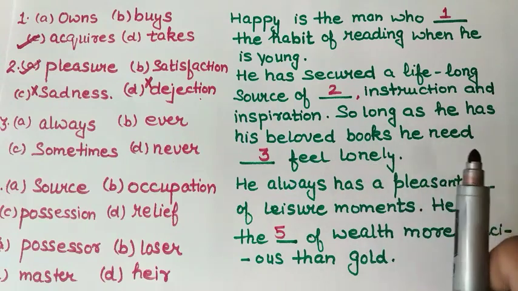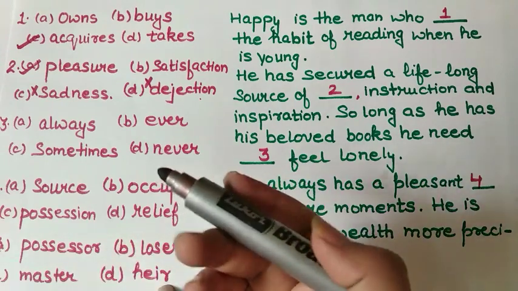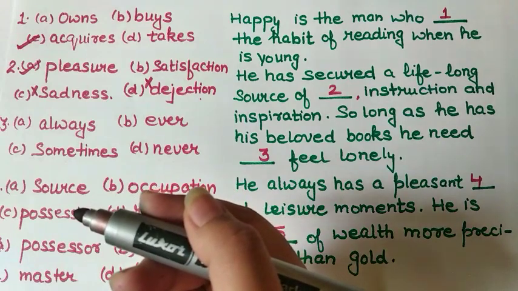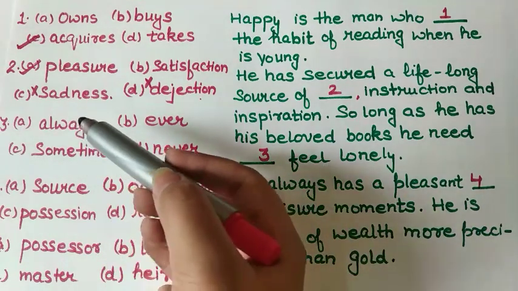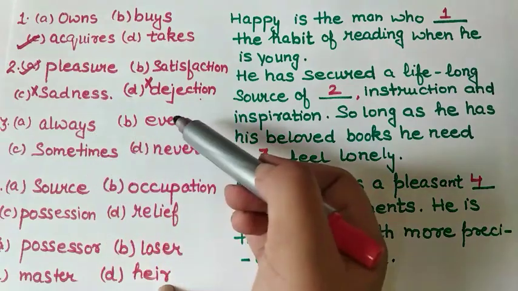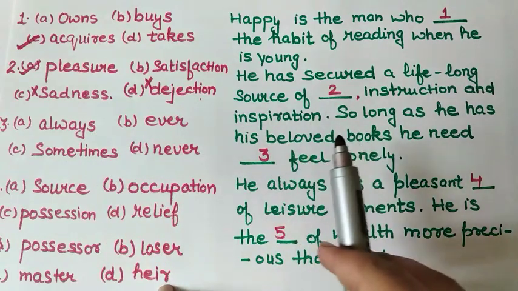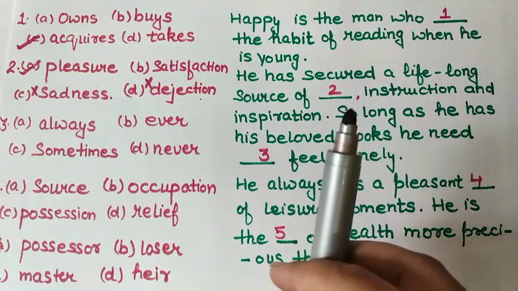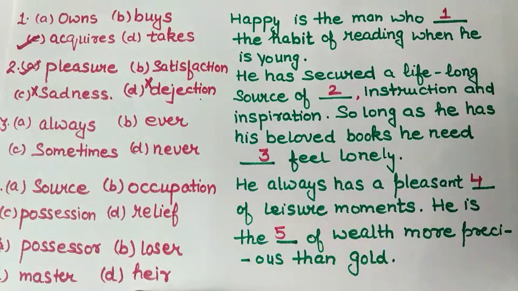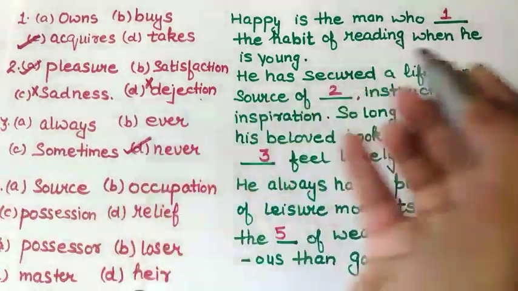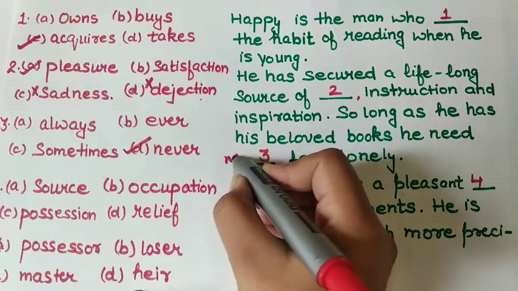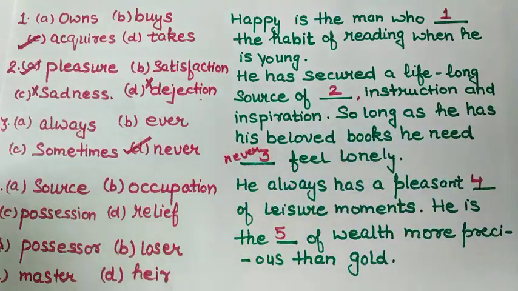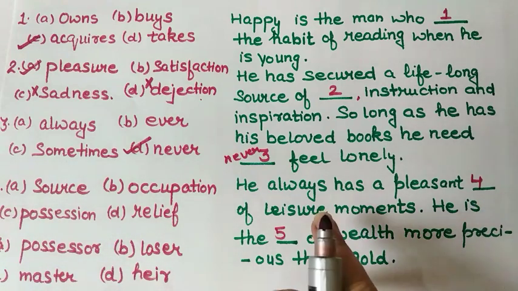So long as he has his beloved books, he need dash feel lonely. I think this is a very easy one to capture, right? For the third one, the options are always, sometimes, ever, and never. If somebody has beloved books, he can never feel lonely, right? So he need dash feel lonely means never. He need never feel lonely, because if he has books, he does not need anything else, right? This is something, in fact, real. Okay, moving on to the next one.